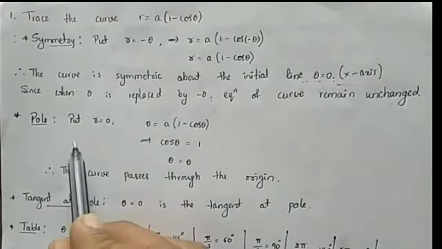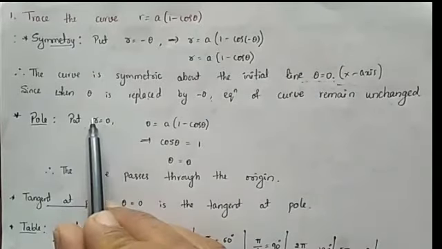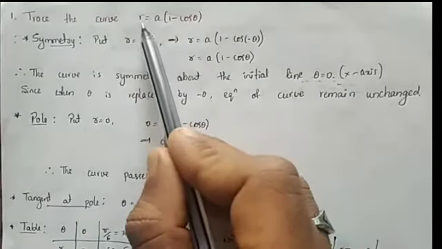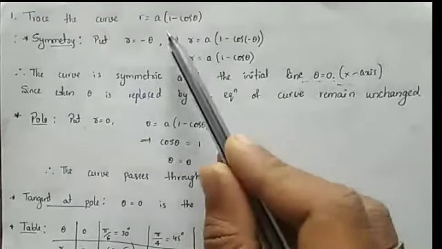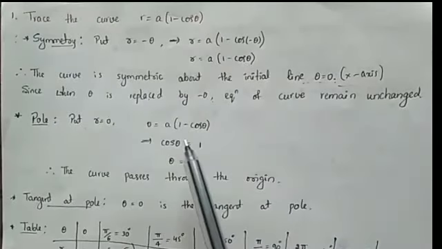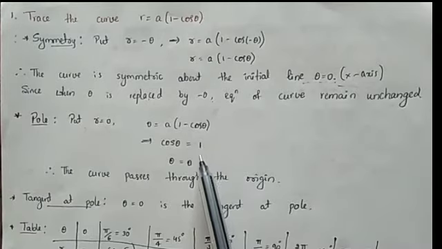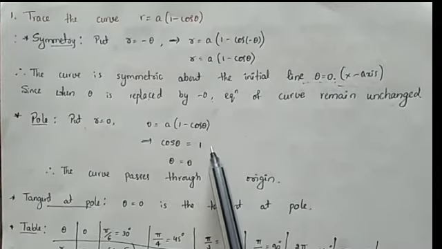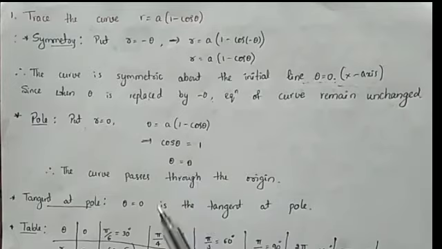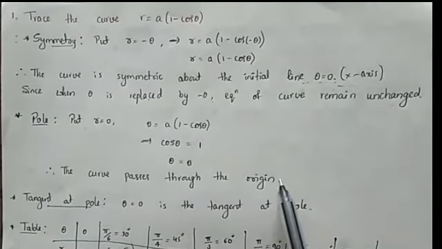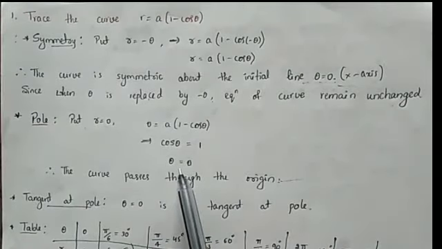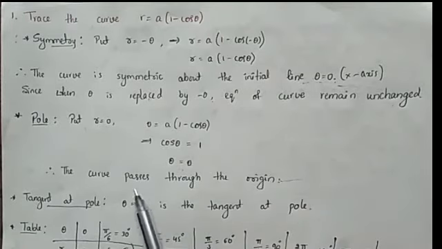The next point is the pole. Put r is equal to 0 into this one, you get 0 is equal to a into 1 minus cos theta. It is nothing but cos theta is equal to 1. So cos 0 value is 1, you get the theta value is equal to 0. Therefore, the curve passes through the origin. The theta exists, therefore the curve passes through the origin.